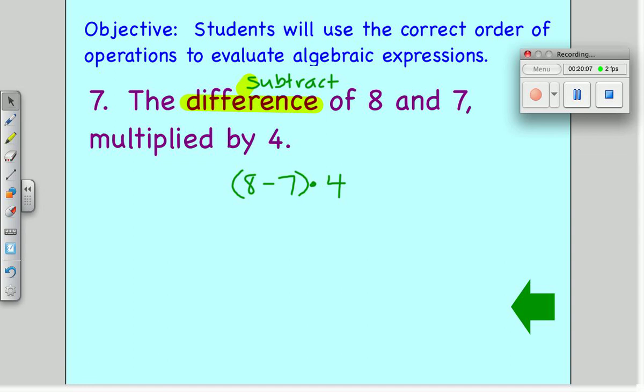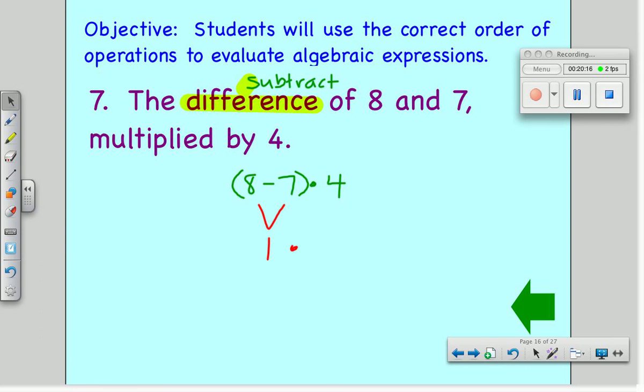So we're going to do what's in the parentheses first. 7 subtracted from 8. And multiply then by 4.